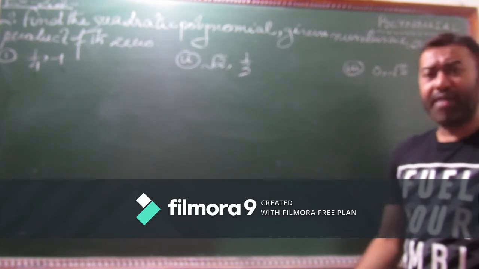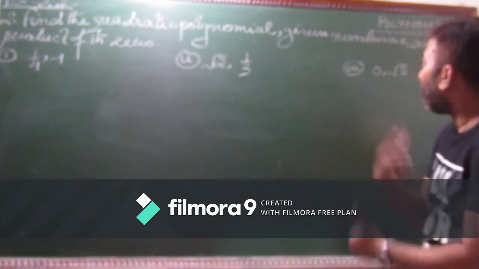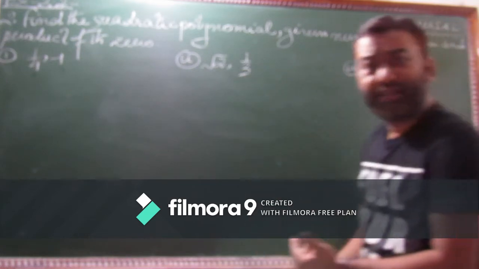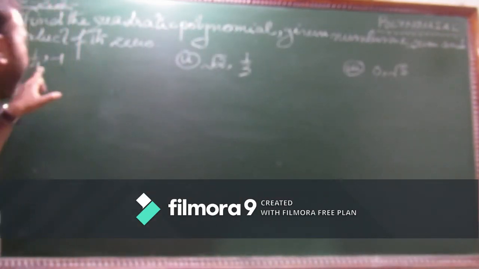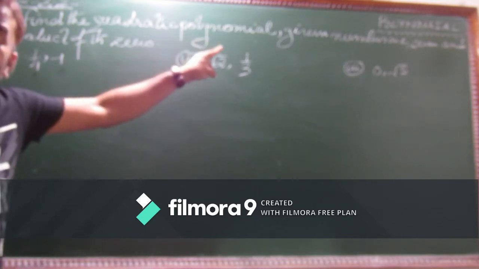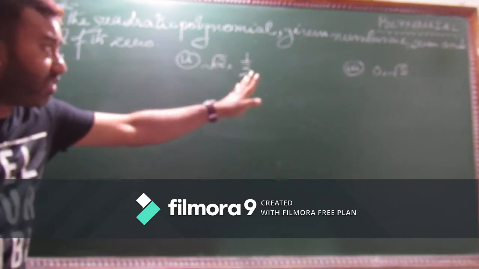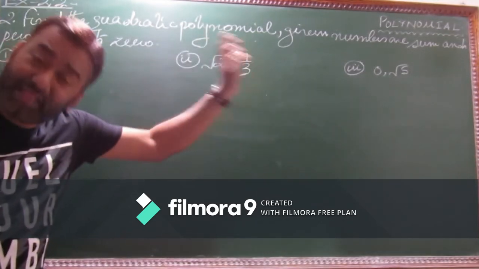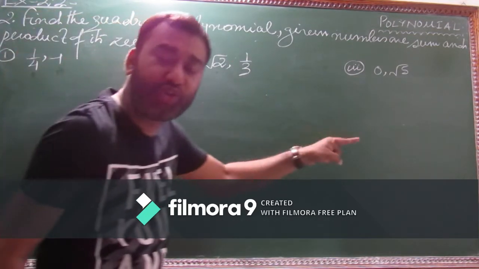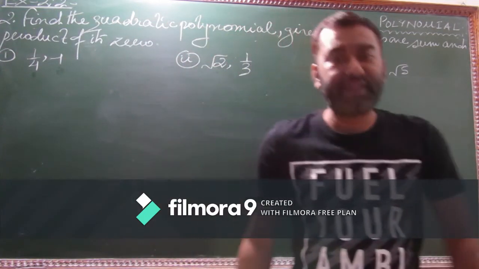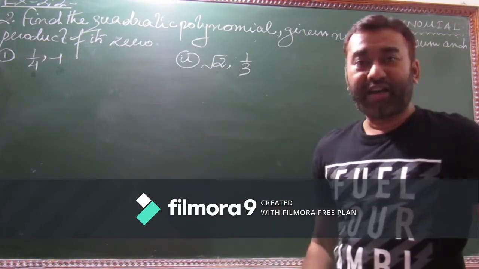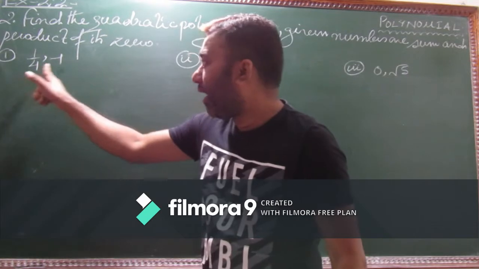That's why at that time they forget to read the question properly and they consider that the first one is alpha and the second one is beta. It is not like that. In the question they have not said that the zeros are given. In that question they said the sum of the zeros and the product of the zeros are given. If you go to the reference book, you will get questions where they have mentioned the zeros are, then you have to consider this alpha and this beta.